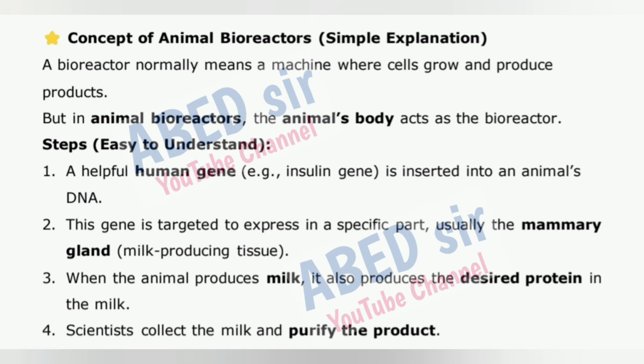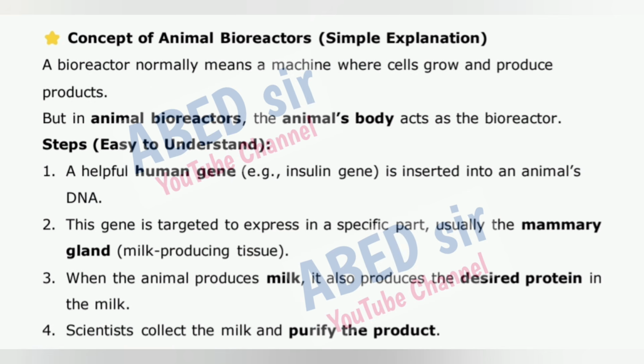Steps, easy to understand. 1. A helpful human gene, for example the insulin gene, is inserted into an animal's DNA. 2. This gene is targeted to express in a specific part, usually the mammary gland, milk-producing tissue.